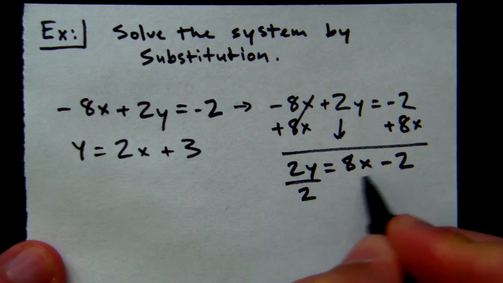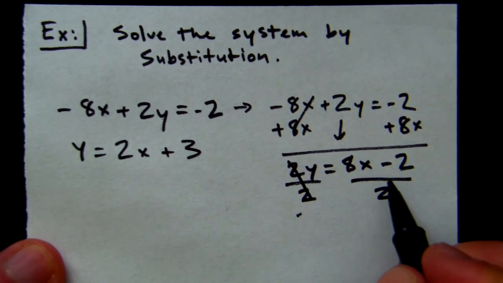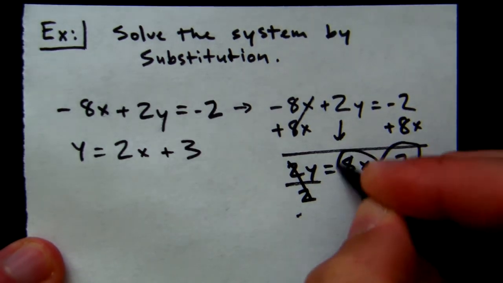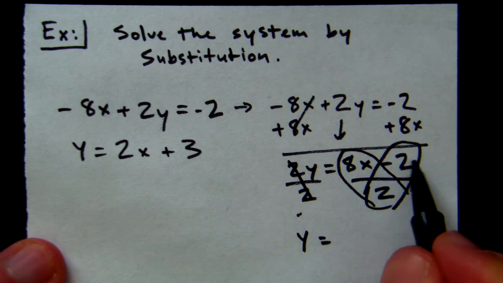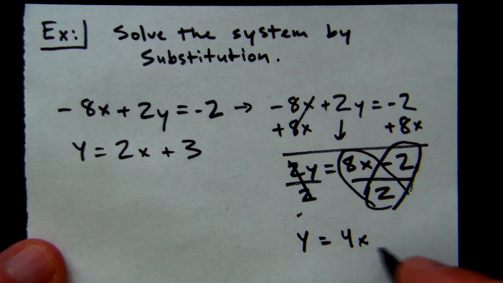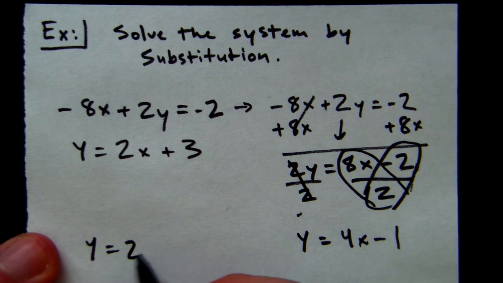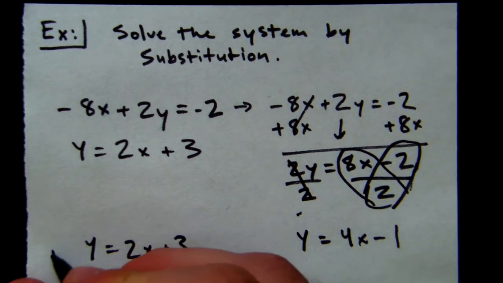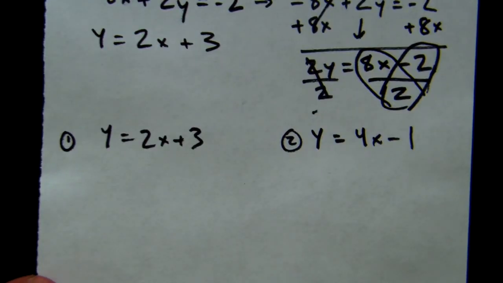Now, to get rid of the 2, we have to divide. It cancels. Whatever we do to one side, we have to do to the other. So now I have to divide both terms by 2. So y equals 8x minus 2 divided by 2. So 8x divided by 2 is 4x. Negative 2 divided by 2 is minus 1. So now we have two equations. We have y equals 2x plus 3. And here's our first equation. Here's our second equation, just like that. Y equals 4x minus 1.